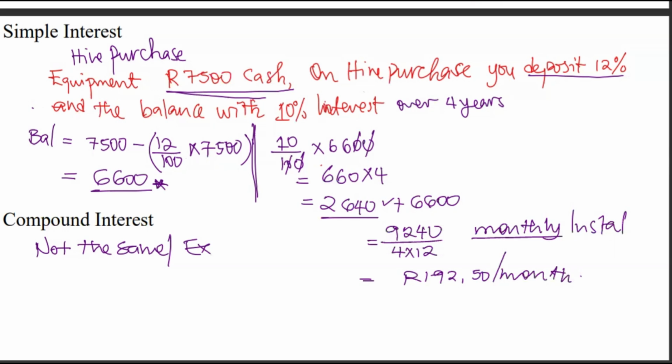That's hire purchase. What I want you to understand with hire purchase is that you need to look for the balance. Sometimes if there's no deposit, it will affect everything. But if you hear deposit, you have to first remove the deposit. You get the balance. After getting the balance, you calculate a simple interest and you get your final answer.